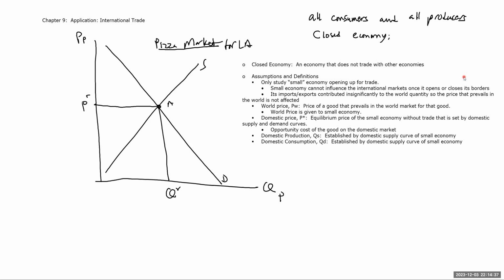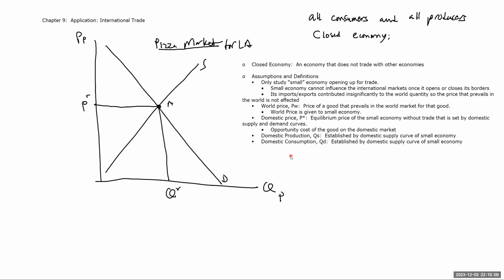We're going to first take a small bite of international trade and see what happens when a small economy opens up for trade. It's a small economy. Its imports and exports contribute insignificantly to the world quantity. So the price that prevails in the world is not affected. We're not allowing for the US. We're going to talk about a small country like Tahiti. What happens if Tahiti opens its market for trade?